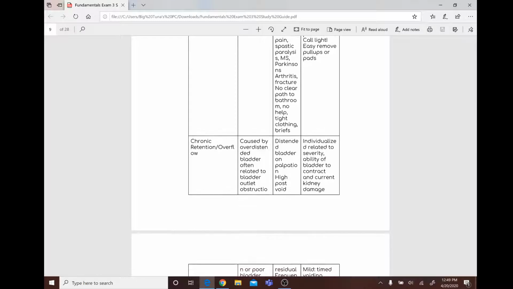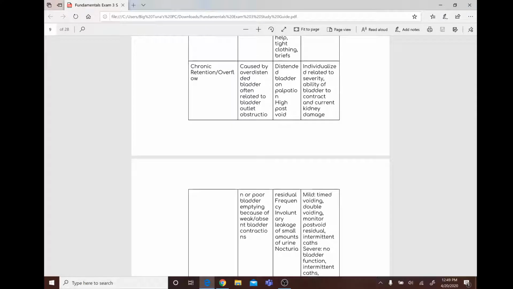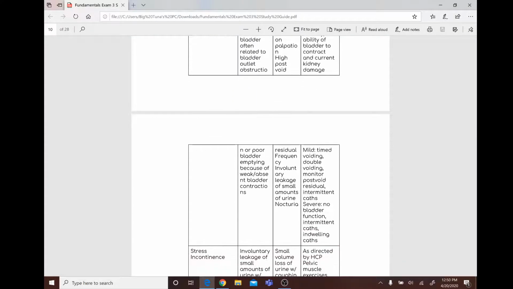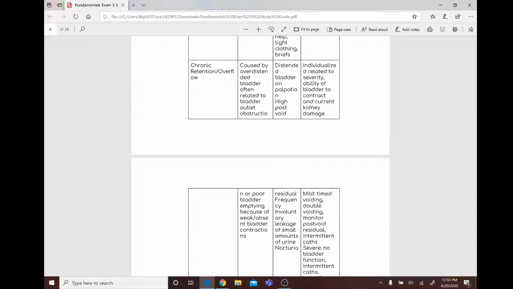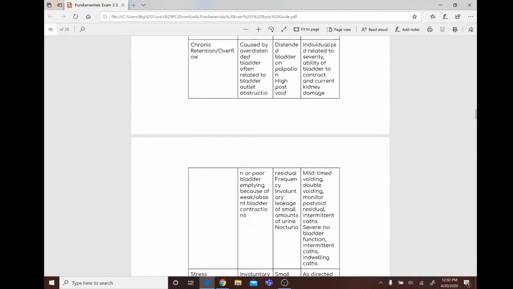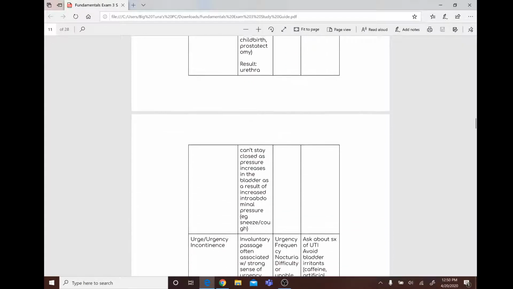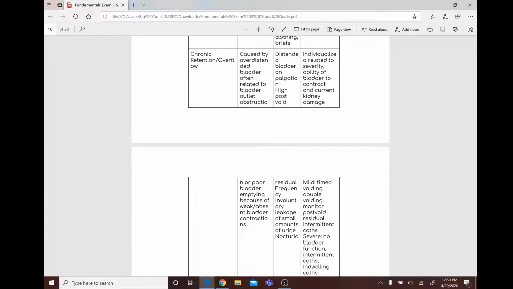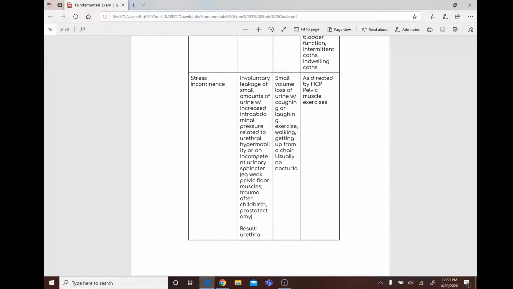Okay. What's the cause of chronic retention or overflow? Distended bladder, often related to bladder obstruction or poor bladder emptying because of weak or absent bladder contractions. So it'll be a distended bladder on palpation, high post-void residual, frequency, involuntary leakage. We know stress incontinence. Overflow is too much. The bladder's too distended.